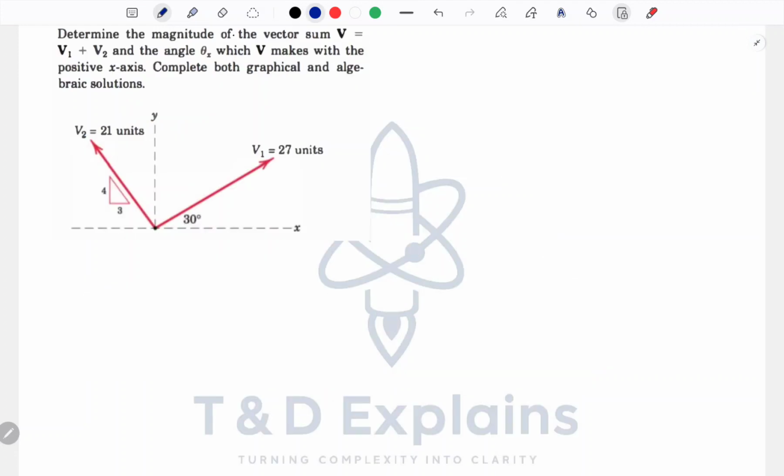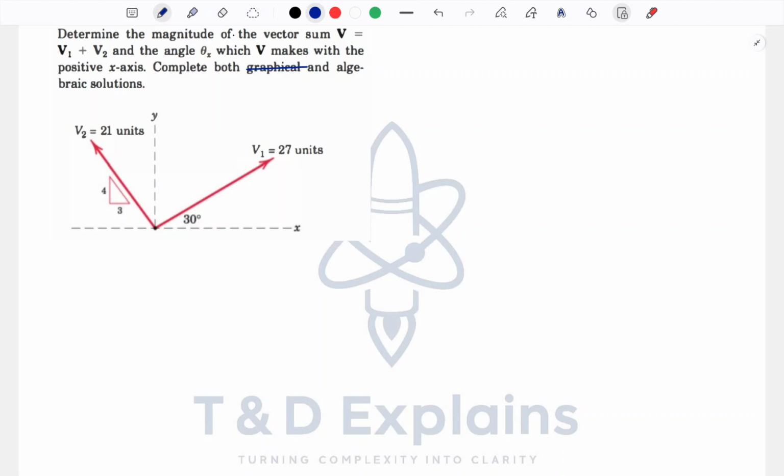And now here is the second question, which says that we should determine the magnitude of the vector sum v equals v1 plus v2, and the angle theta x, which v makes with the positive x-axis. Complete both graphical and algebraic solution. I am not going to do the graphical solution because you'll simply have to use a ruler and a protractor to do everything by the parallelogram law of combination.